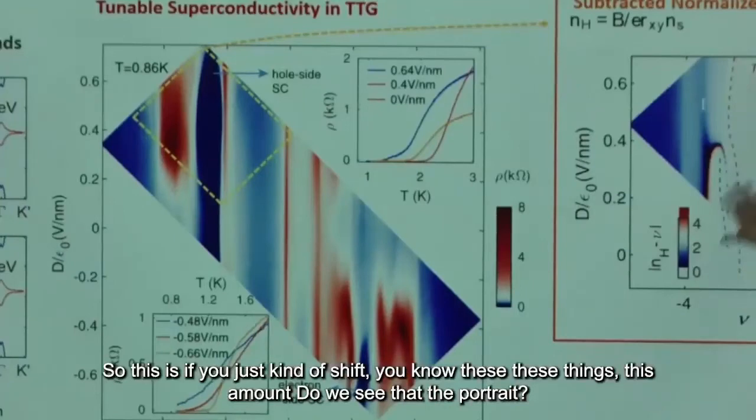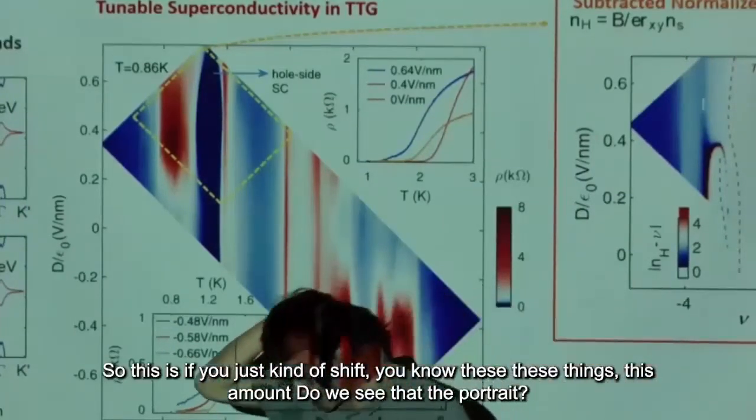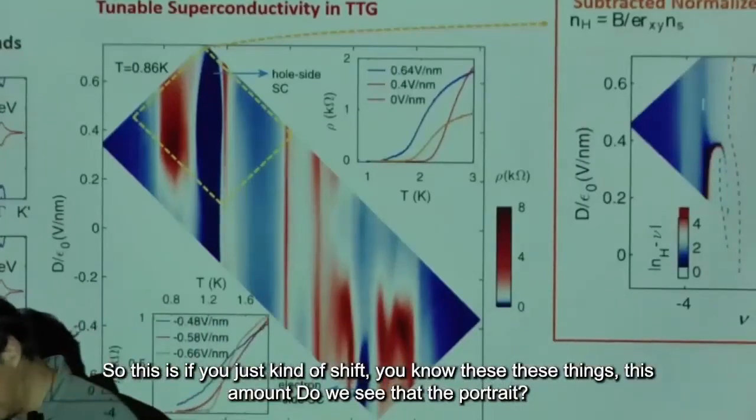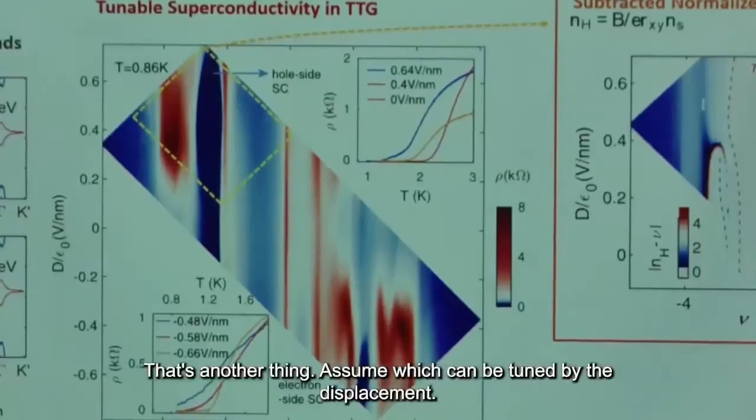So if you just shift it off, okay, this amount, you will see the point I'm trying to make: there is a strong connection between the underlying symmetry broken state and the region where superconductivity happens, which can be tuned by the displacement field. Again, that's because I can tune the single particle bands with the displacement field, and it tells you the following statement, at least I can make the statement.